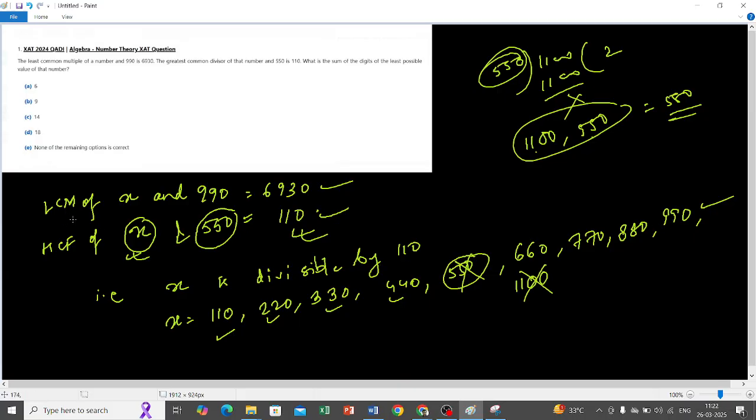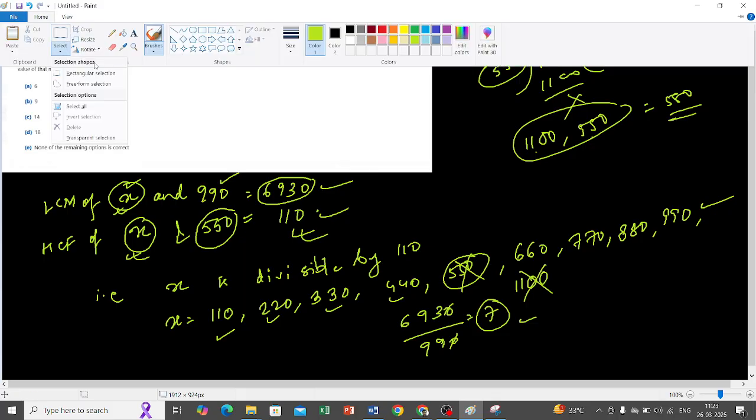Now the LCM of x and 990 has to be 6930. That means this number is divisible by 990 and it is divisible by x as well. So if I divide 6930 by 990, what do I get? I get 7. That means this particular number x will also be a multiple of 7. The LCM of x and 990 is 6930.